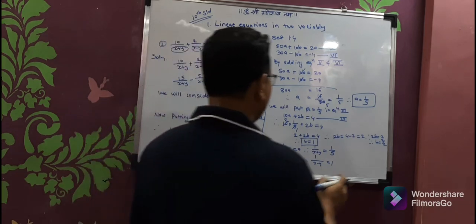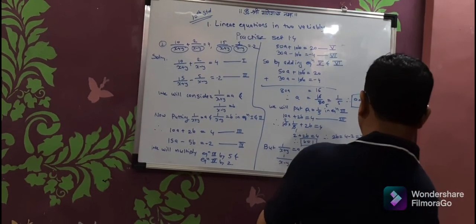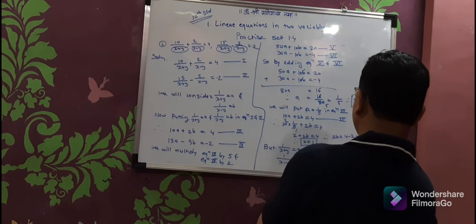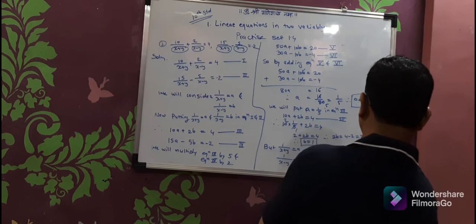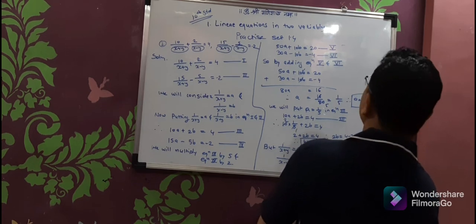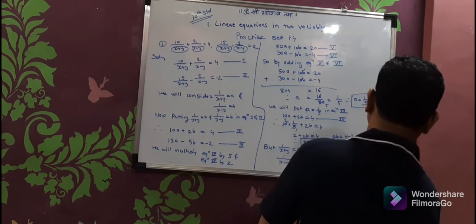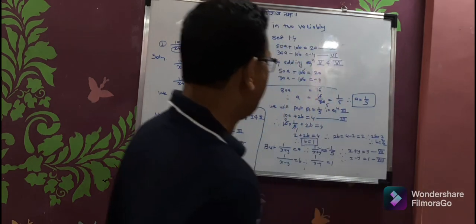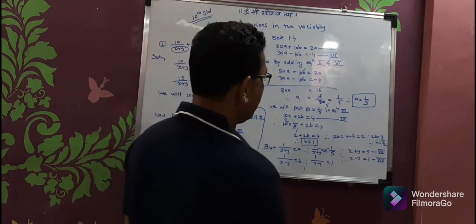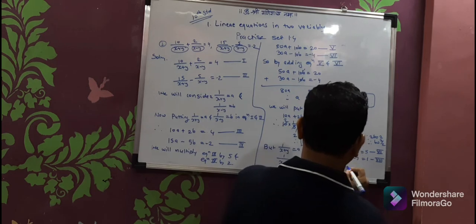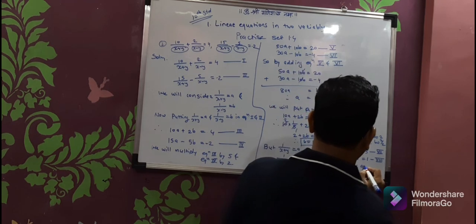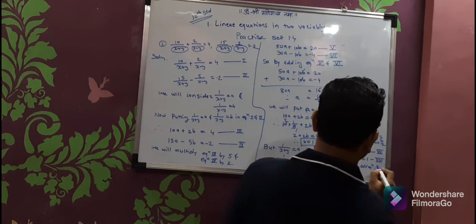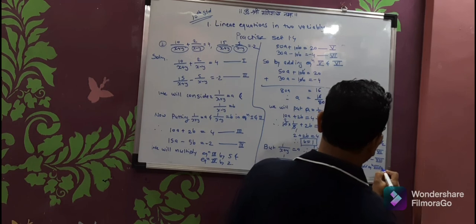Now what we have to do? We have to do the cross multiplication. So x plus y is equal to 5 and x minus y is equal to 1. Now we have to calculate the value of x and y. So what we will do? We will add equation 7 and equation number 8.